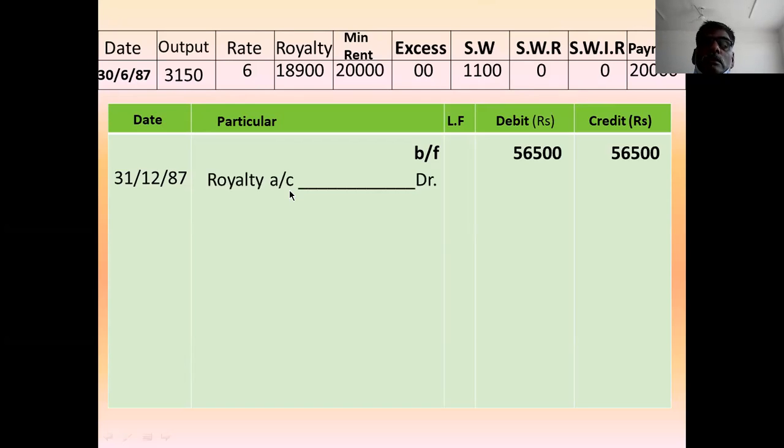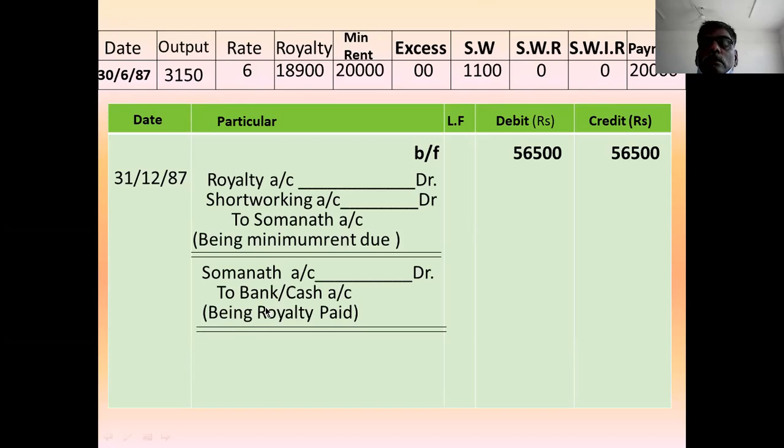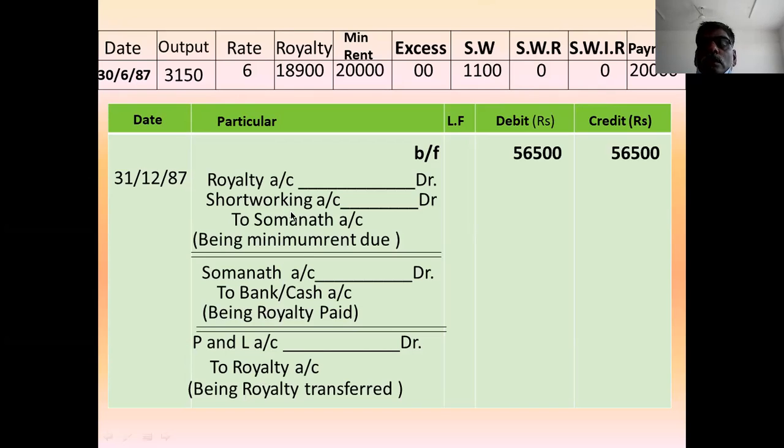First entry only. You see here, royalty account debtor, short working account debtor to Somnath account, being minimum rent due. Somnath account debtor to bank account, being royalty paid. P&L account debtor to royalty account, being royalty transferred. Only in the first entry I joined short working, because the amount is in the SW column only. There is no amount in the SWR column. Okay, write the amount. Royalty 18,900. Short working 1,100. Total 20,000. You take this total 20,000 to the second entry, Somnath account.